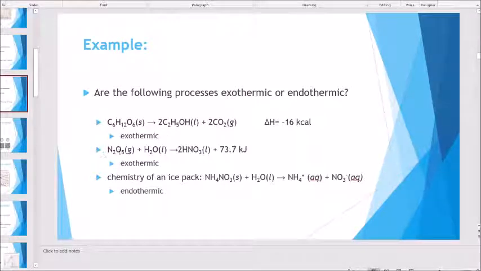In the second reaction, it says here that 73.7 kilojoules is in the products. So because the energy is on the product side, then the reaction is exothermic.